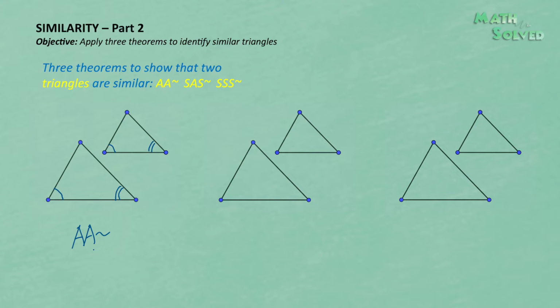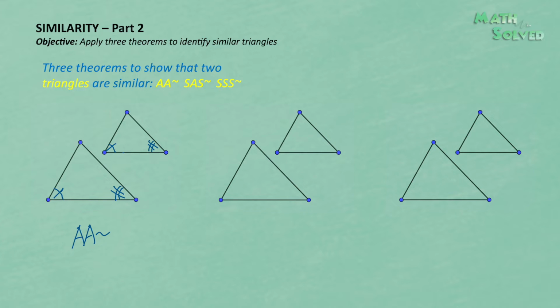And some students might be wondering, okay, why is it AA? It's not AAA similarity since there are three angles in one triangle. Actually, AAA similarity sounds a little bit redundant because we know the three angles in one triangle add up to 180. So if we make sure we have two pairs of congruent angles, which means this angle congruent to this one and this angle congruent to this one, then the third pair must be congruent. So AA similarity is good.